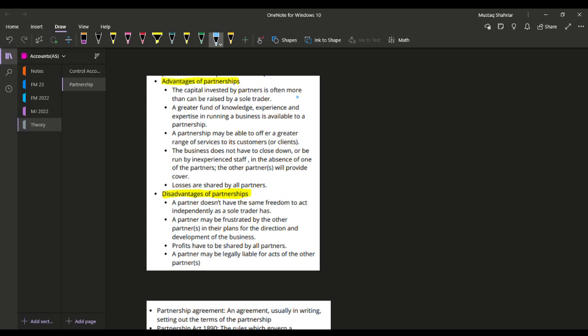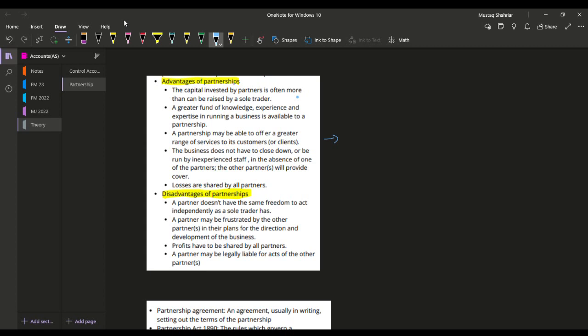Now, for the third one, you can see a partnership may be able to offer a greater range of service to its customers or its clients. Well, this is true sometimes because a sole trader cannot provide various products to their customers, right? Because it's difficult, and often there is an issue of financing such projects. So being a partnership will make it flexible for the business to offer a greater range of services and products.